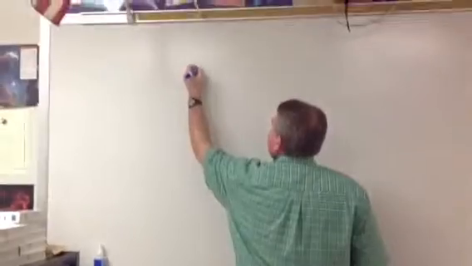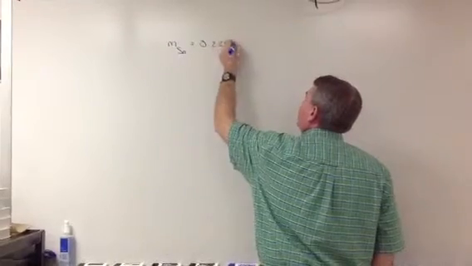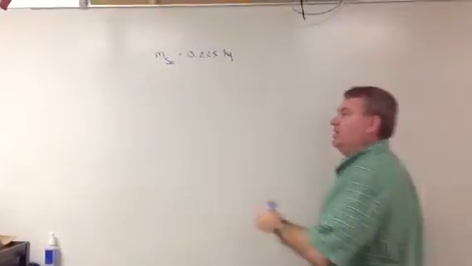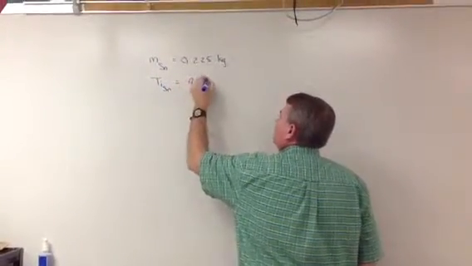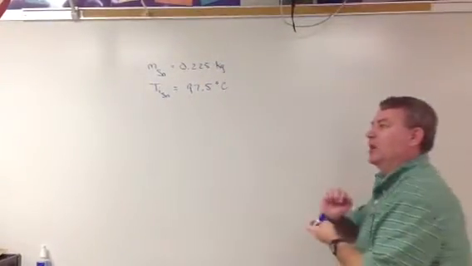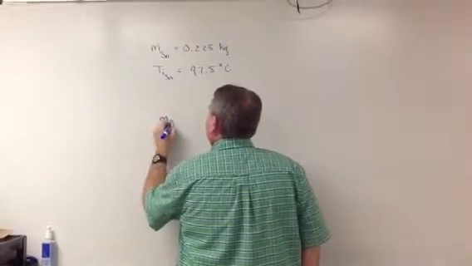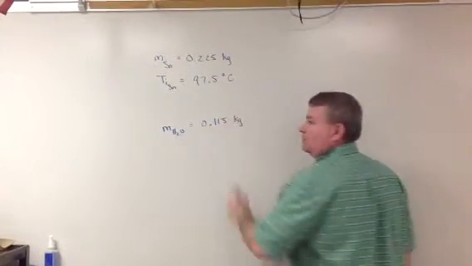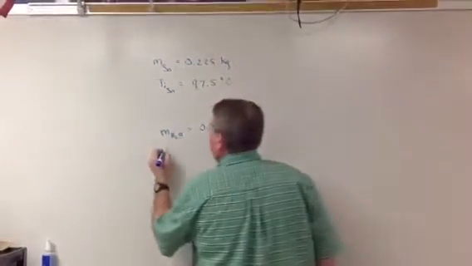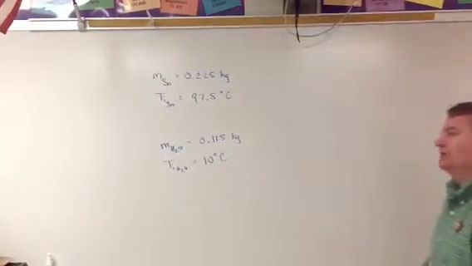All right. Now, let's write down our givens. We have a mass of tin equal to 0.225 kilograms. It's initially at, so the initial temperature for tin is equal to 97.5 degrees Celsius. It's dropped into the mass of water of 0.115 kilograms. The water has an initial temperature of 10 degrees Celsius. And what's the final equilibrium temperature?